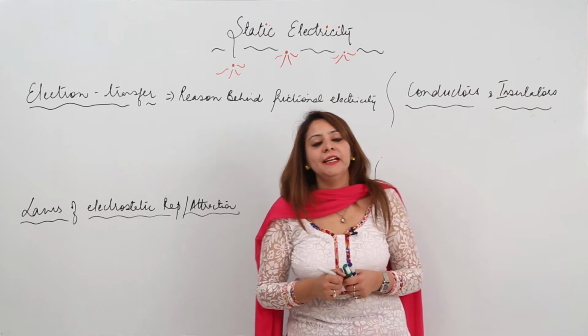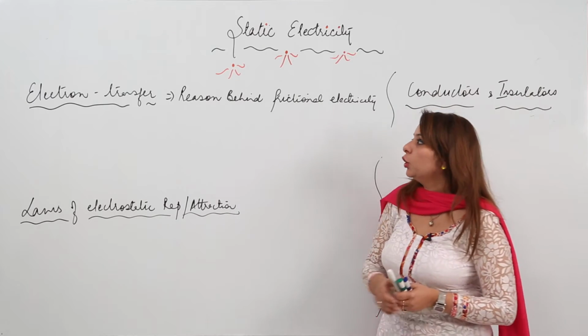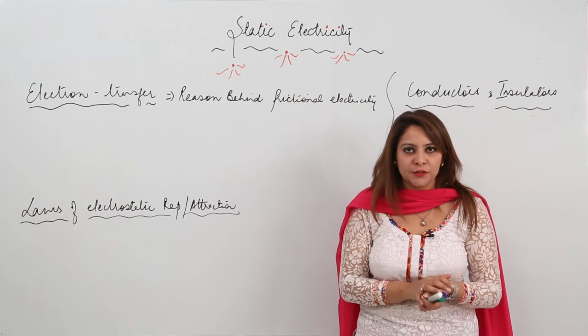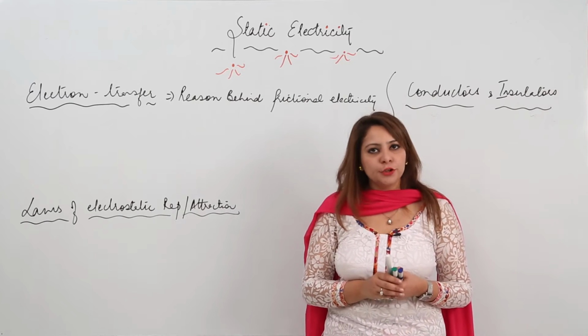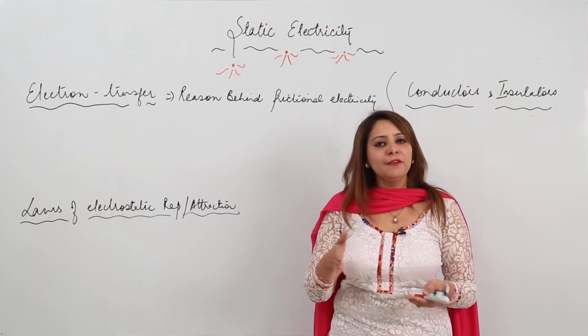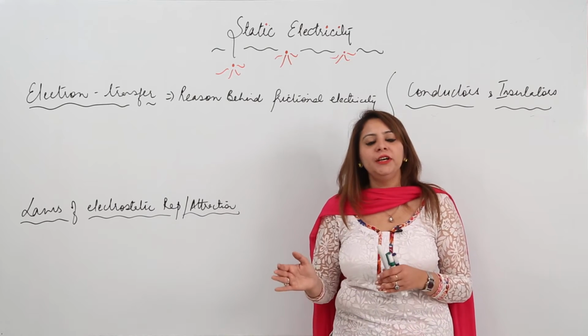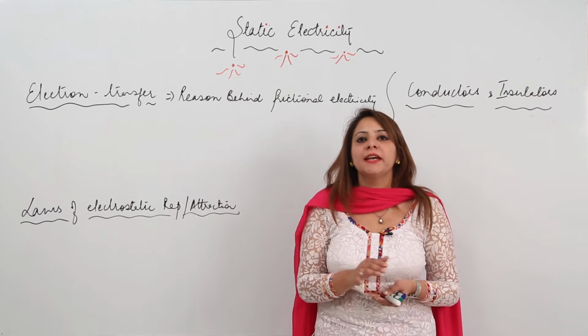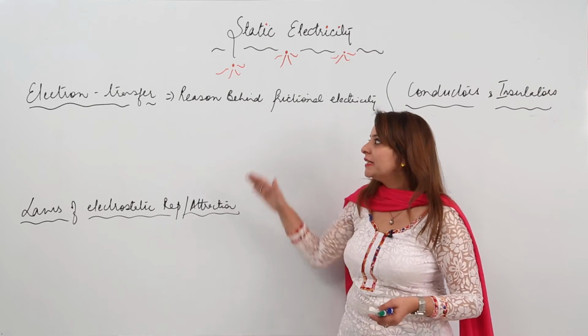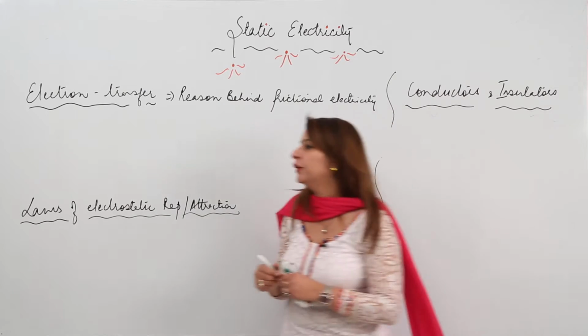Now we are going to study the main cause behind frictional electricity. As you already know about the nature of matter, I have told you that there are free electrons which can actually transfer, and that transfer of electrons can make a body charged. So we'll see here how the electron transfer occurs.